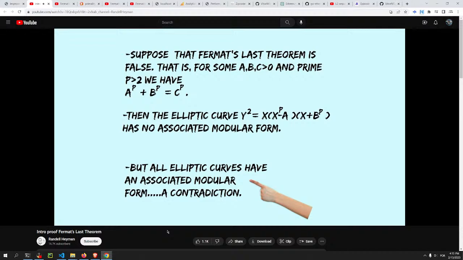So now we turn to the final important concept, and that is the statement in the proof that all elliptic curves have an associated modular form. This is really amazing. Two seemingly unrelated things, elliptic curves and modular forms, and there is some sort of link between them. So what is this association? And this final part, all elliptic curves have an associated modular form, is what Andrew Wiles and subsequent mathematicians have proven.